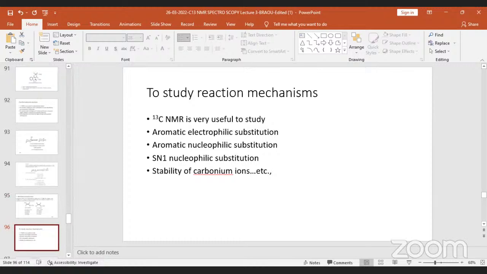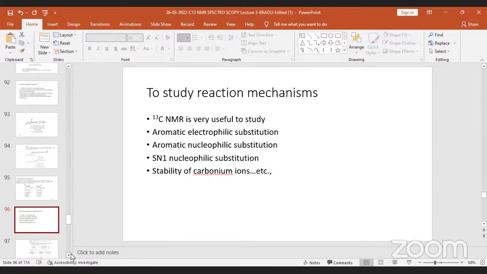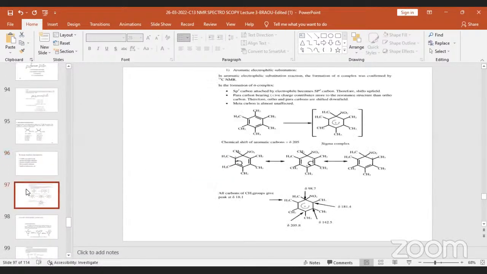Actually, we can study reaction mechanisms by making use of proton NMR also. Again, I already told you C13 NMR gives simpler spectra, so C13 NMR is quite useful in some cases. So what reaction mechanisms can we study? You can study aromatic electrophilic substitution reactions, aromatic nucleophilic substitution reactions, SN nucleophilic substitution, and stability of carbonium ions, formation of carbanions, etc. Okay. For example, aromatic electrophilic substitution reactions.